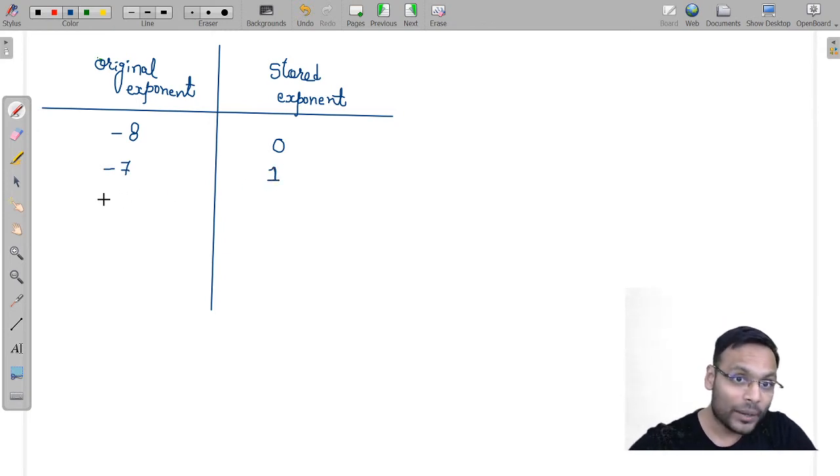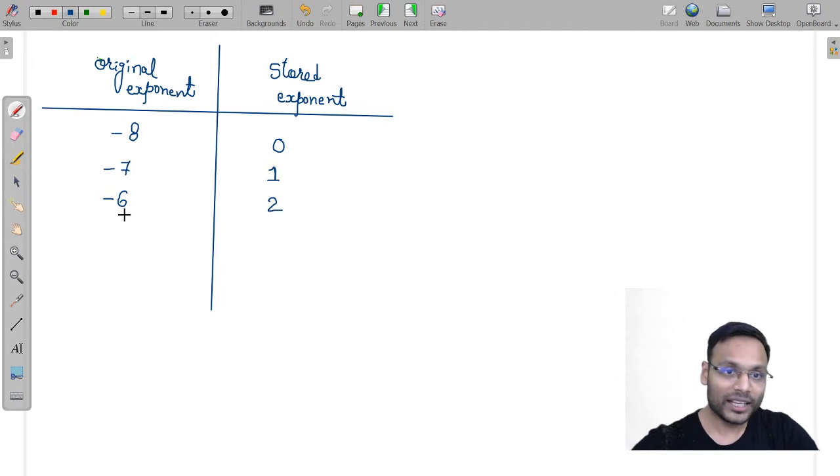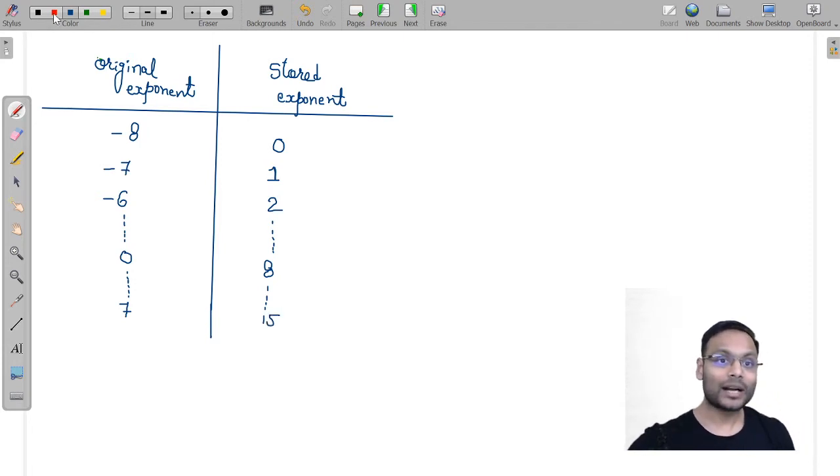If in the number the exponent is -6, I am going to store 2 in the place of -6. Similarly, if 0 comes in the original exponent, I am going to store 8 instead. And if the original exponent of the number is 7, then I am going to store 15 instead. So what exactly am I doing?